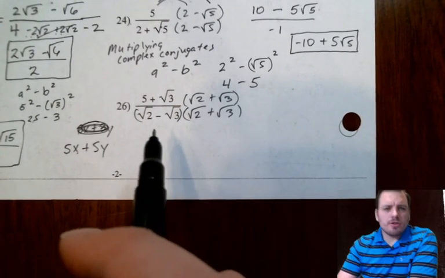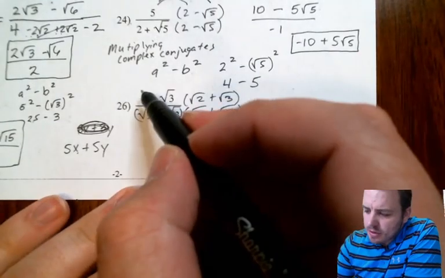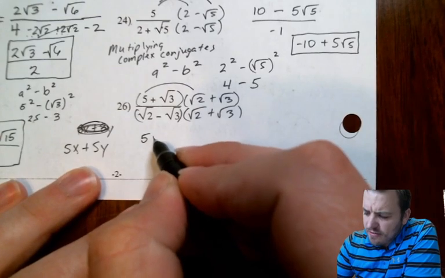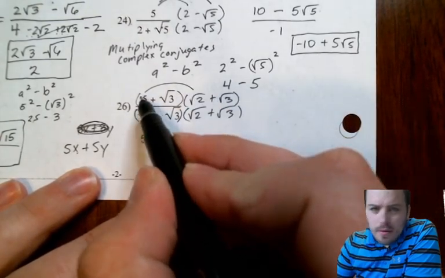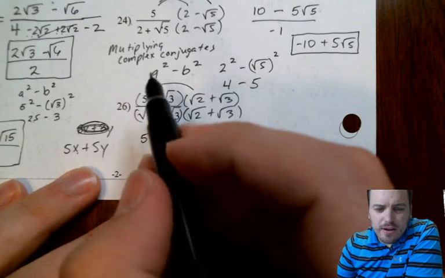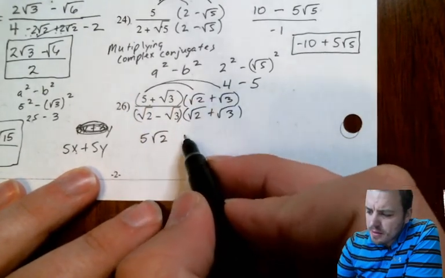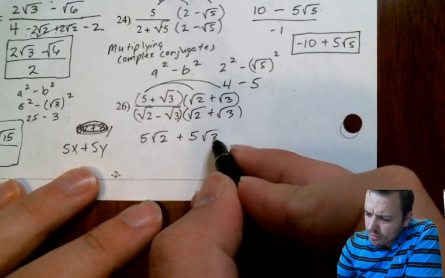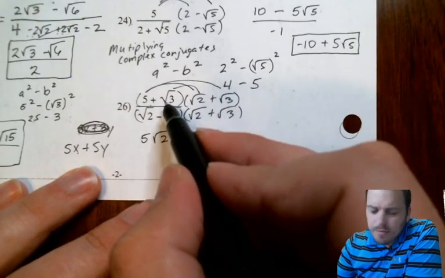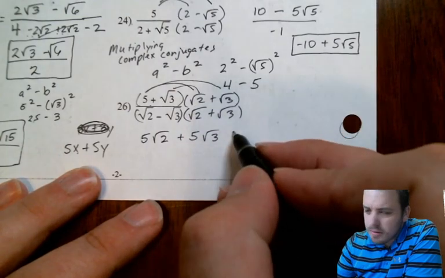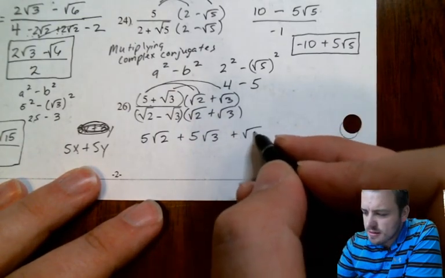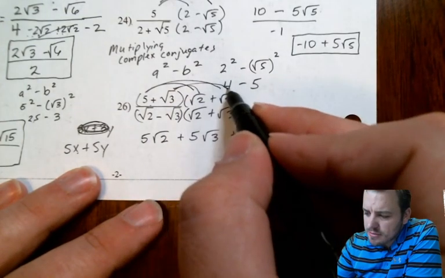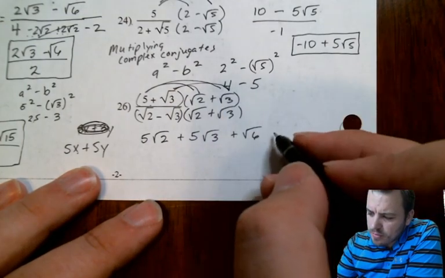Okay, so here we go. Let's go with this first one. First would be 5 radical 2. 5 times radical 2 is 5 radical 2. Outside would be plus 5 radical 3. Inside, radical 3 times radical 2 would be plus radical 6. And then radical 3 times radical 3 would be plus 3.